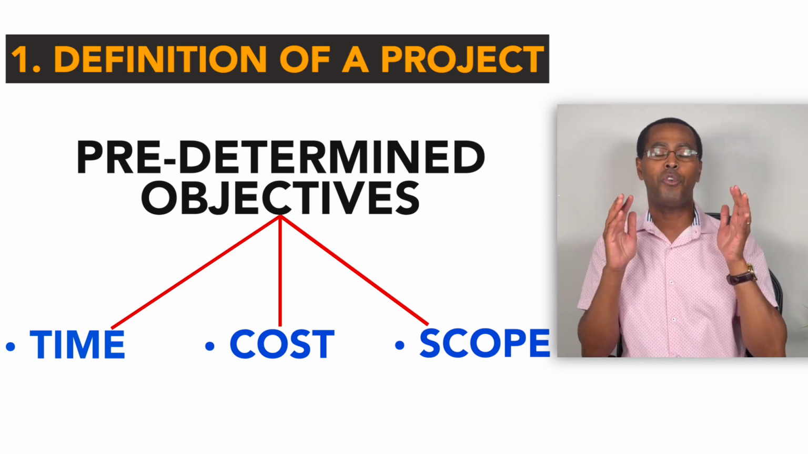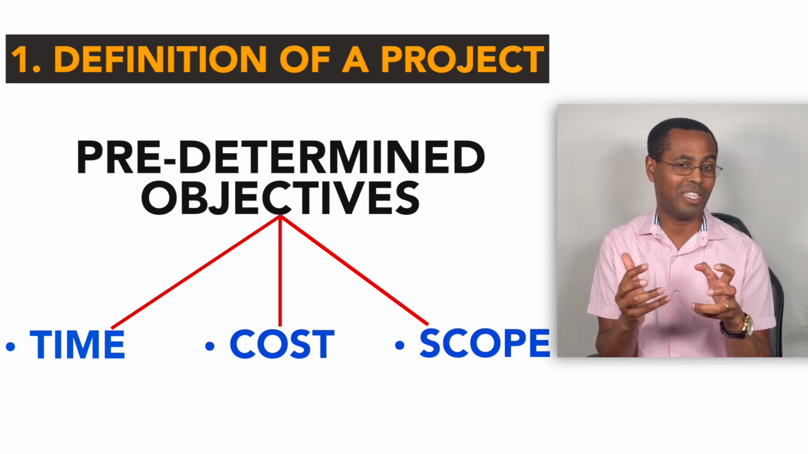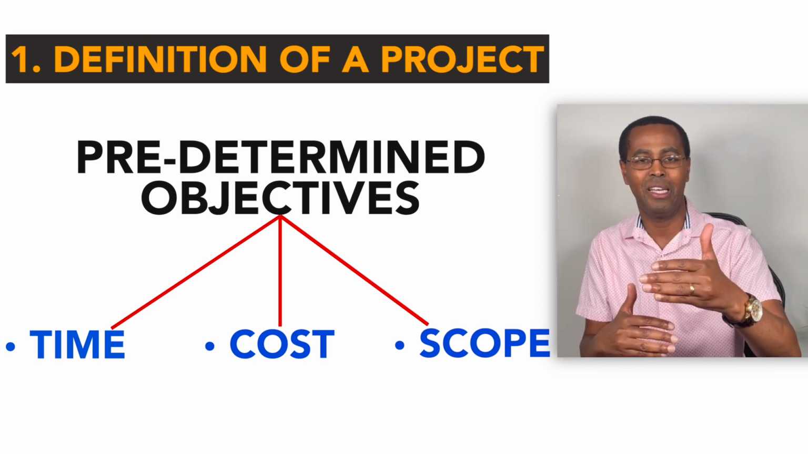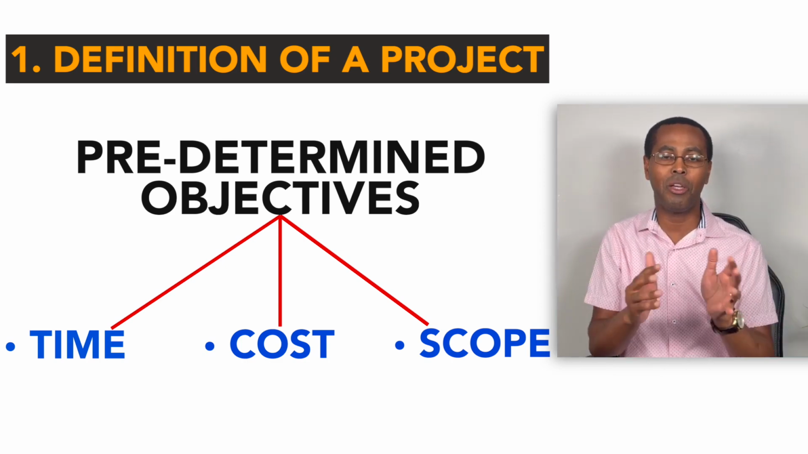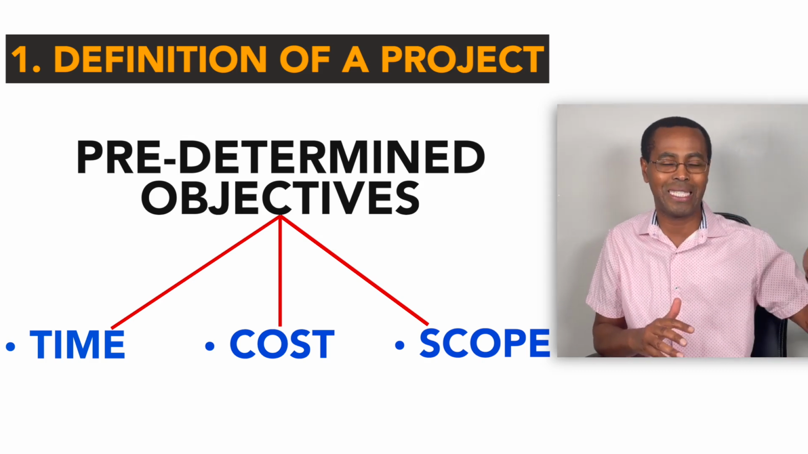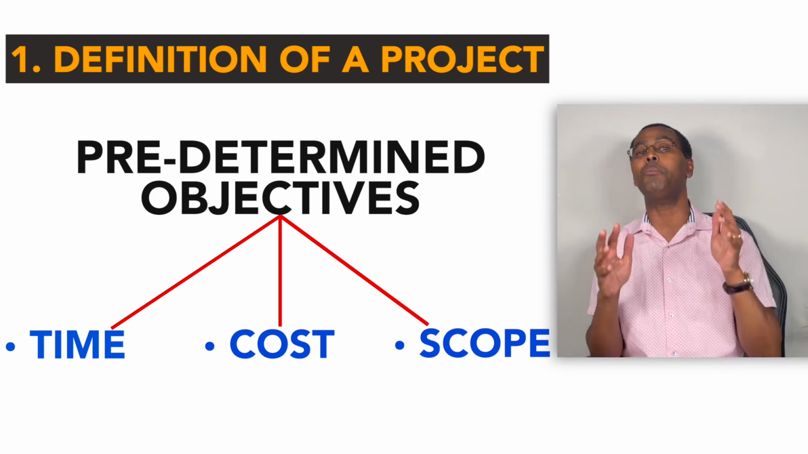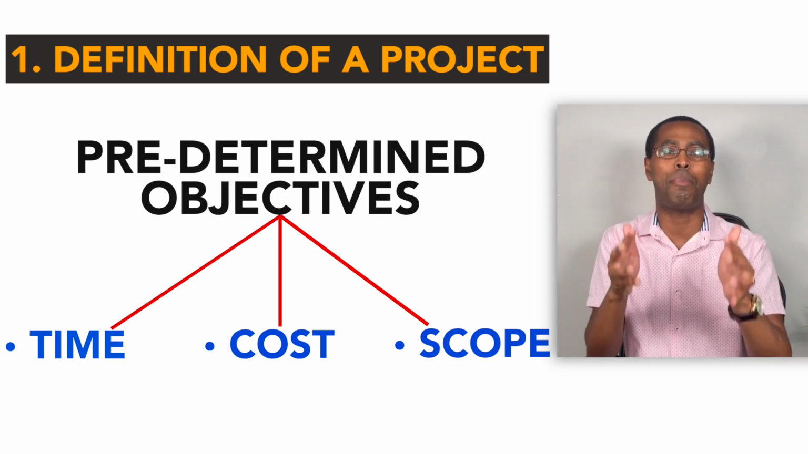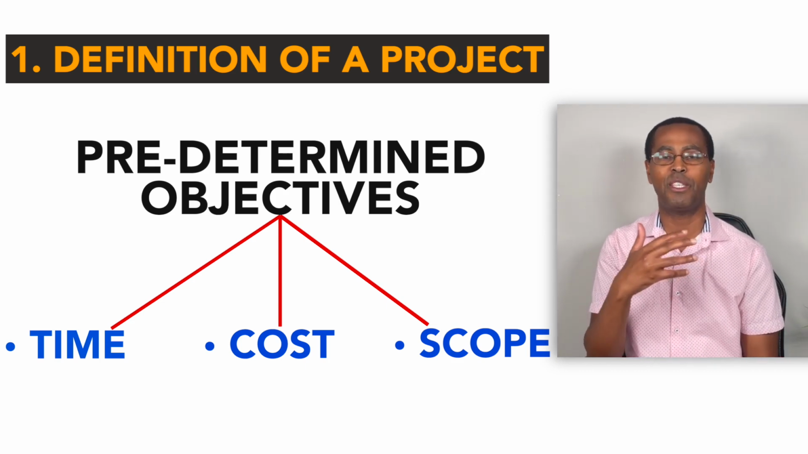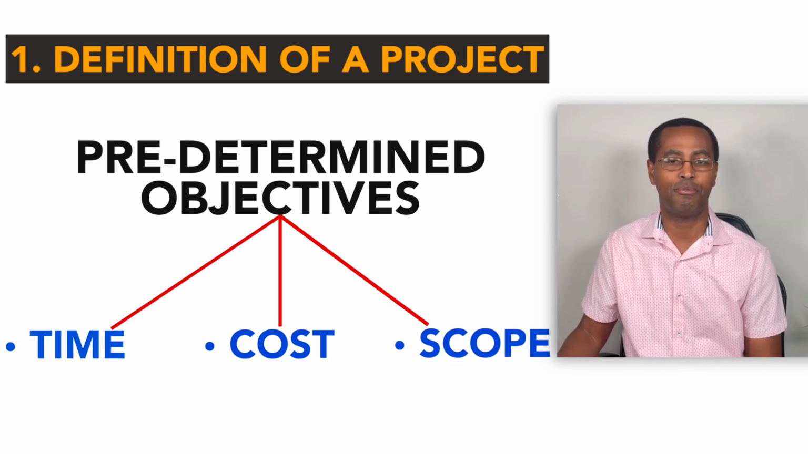In other words, for activities to qualify to be a project, they must be interconnected. They must be related. In other words, one activity is leading to the next. And these activities have predetermined objectives of time. There's a specific start time and end time. And then they have a predetermined objective of cost, a particular specified budget. And number 3, scope. Scope may mean the quality, the specifications, the standards, the size, depending on the project.